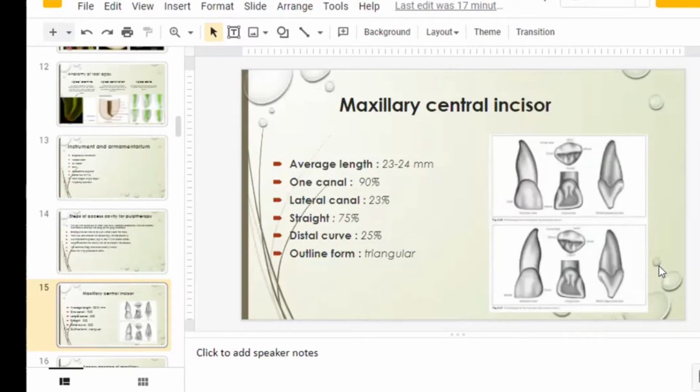So this is again a repetition. For maxillary central incisors, we have already seen our average length is 23 to 24. Again, all of this is common. One canal, lateral canal percentage is 23 percent. The canal is usually straight. Distal curvature is very slight. This is an important question.